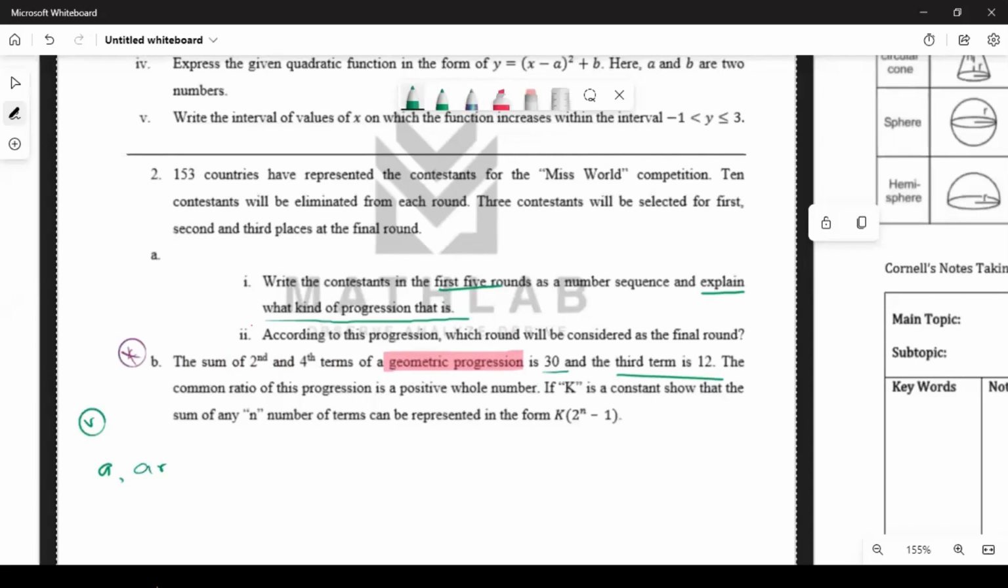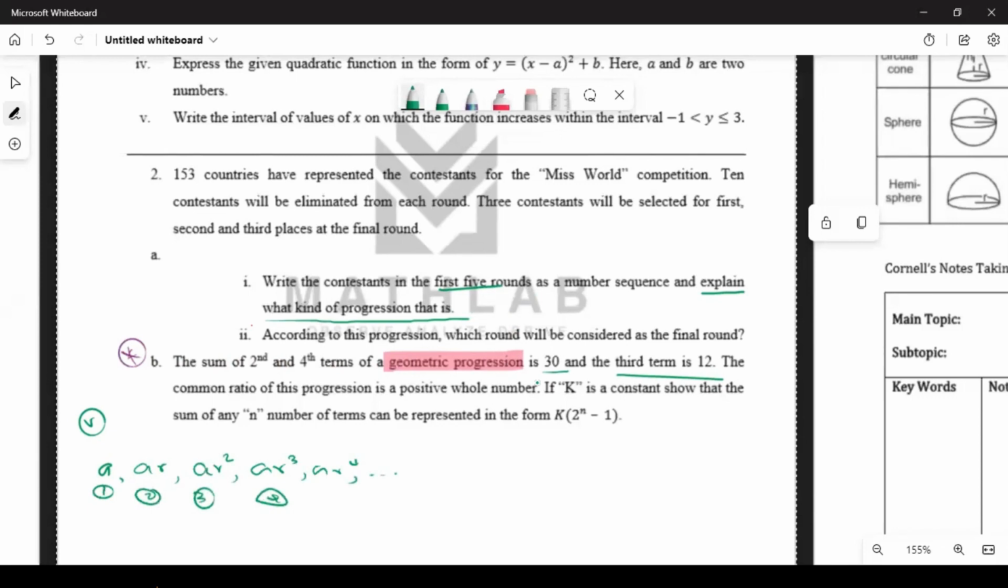So you will get AR. When you multiply this again by R, you will get the third term. AR into R will be AR square. Like that, AR cube, AR to the power 4, and you can write many more terms. This is the first term, second term, third term, fourth term.